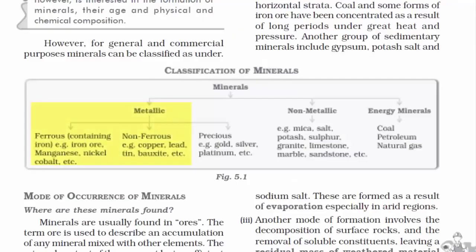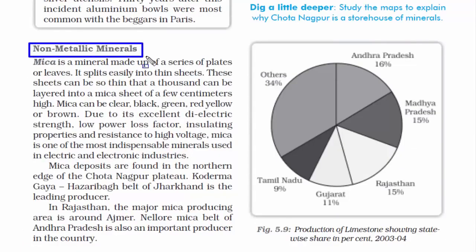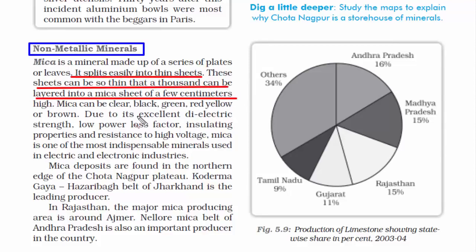So far, we have read about metallic minerals. Now it's time to read about non-metallic minerals. The first non-metallic mineral that we will read about is mica. It splits easily into thin sheets. These sheets can be so thin that 1,000 can be layered into a mica sheet of a few centimeters high. The color of mica ranges from black, green, red, yellow, or brown.